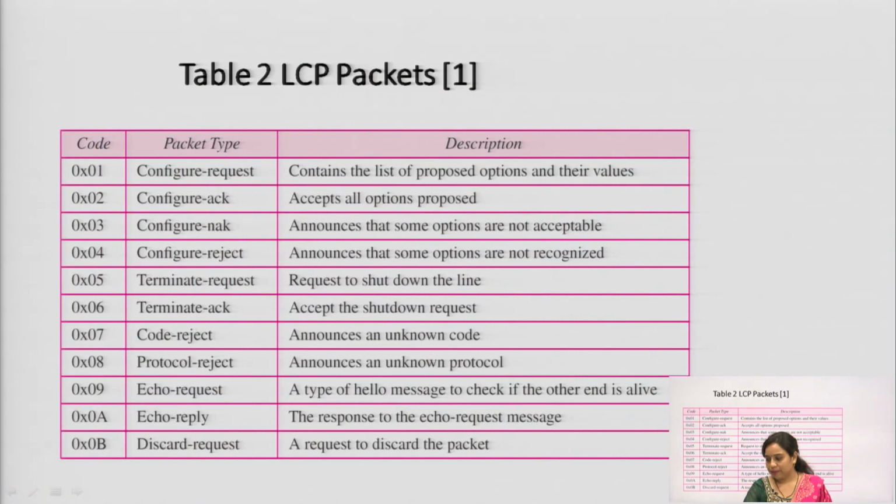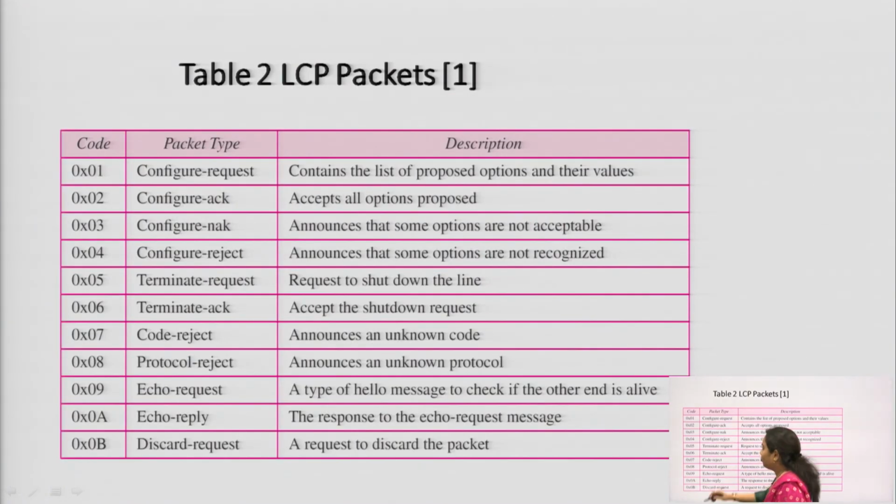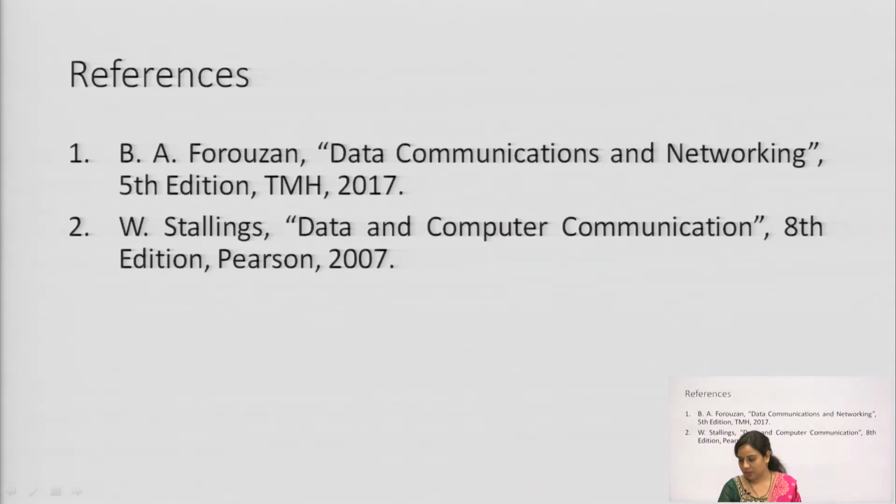Now, this is the LCP packet table which has different codes. You can see the code written over here. Any of the codes you can use corresponds to the packet type or the description that contains the list of proposed options and their values. You have to use 0x01, then to accept all the options that are proposed, you have to use the code 0x02. Up to 9 it is written over here, then hexadecimal is used because there is no such number as 10 or 11, so you have to use A, B, C, D and so on, the hexadecimal representation.